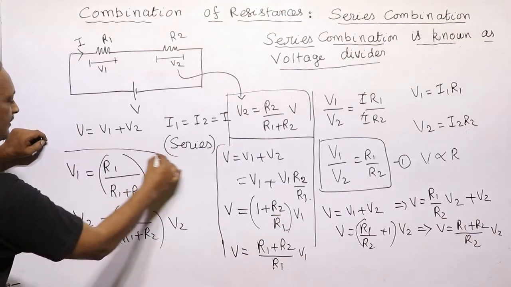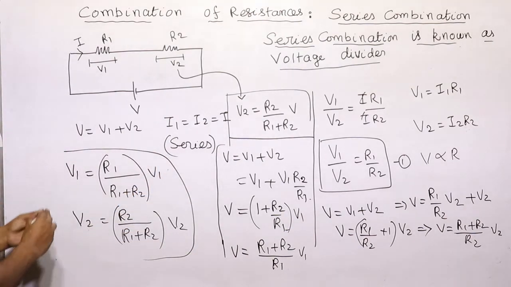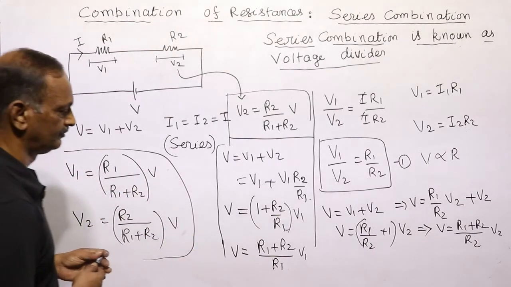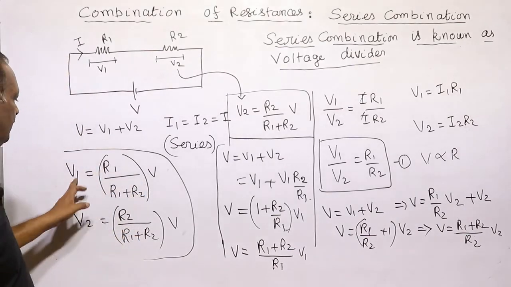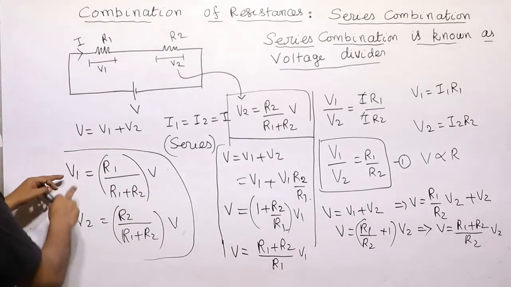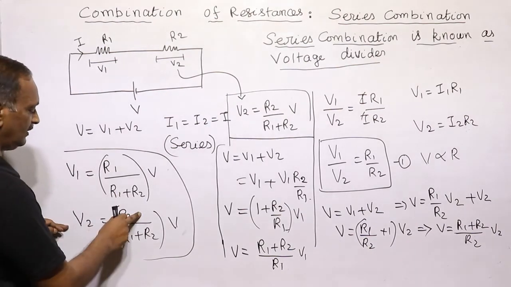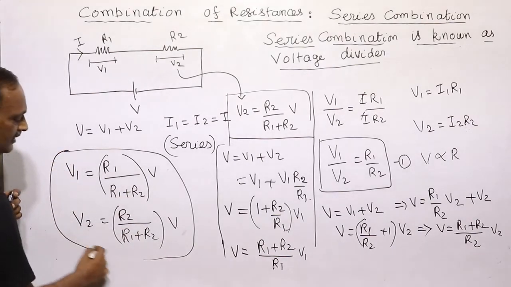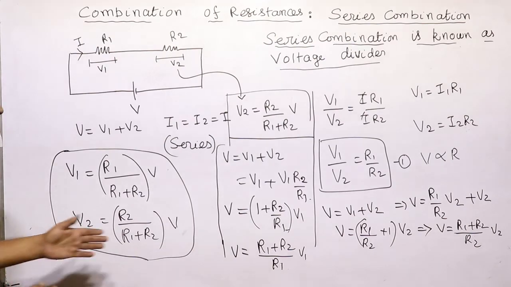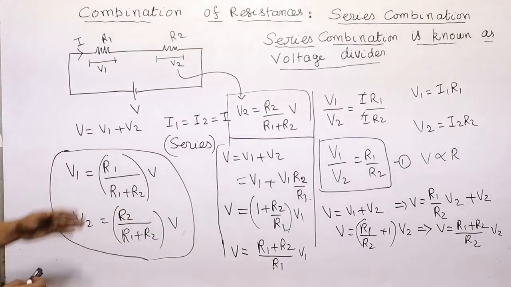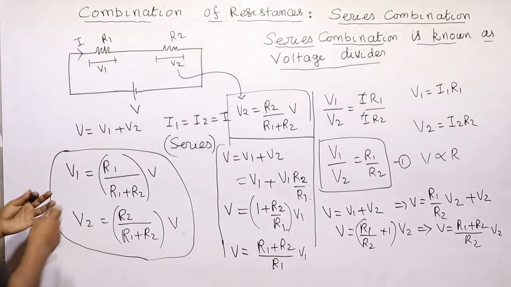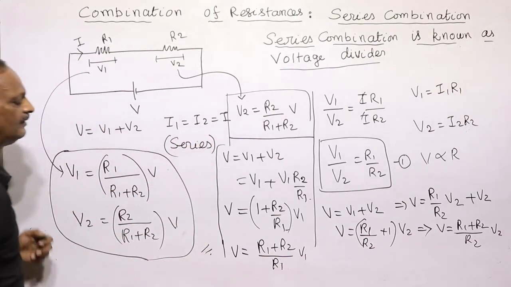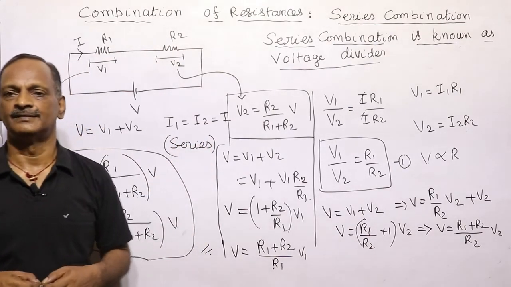See, in writing this equation, how do we proceed? V will come here, for V1 as well as V2. For V1, R1 will come, for V2, R2 will come, divided by the sum of these two resistors. Very simple, we can calculate this easily and in a short way. What is the value of V1? The value of V1 is this much. What is the value of V2? This much. So this will come very fast. We can use it in competitive examinations.